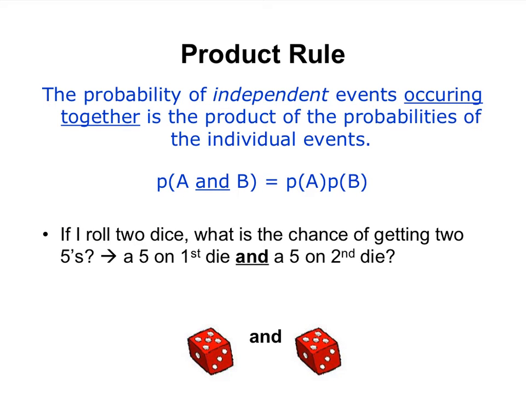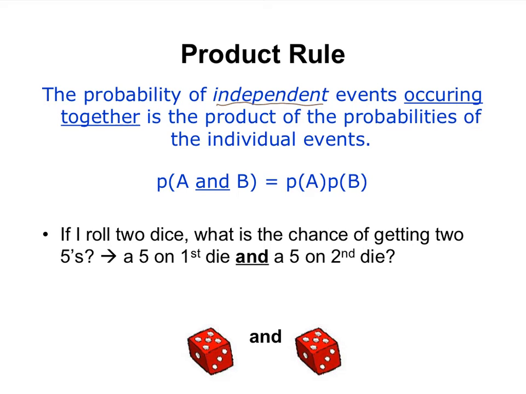Now, when you're talking about the product rule, you're thinking about two independent events. Independent, wherever you heard that word before, even in this particular video, I hope you remember the law of independent assortment. So this is why we have to think about independent events. The probability of two independent events occurring together, you multiply them. And so we call that the product rule.